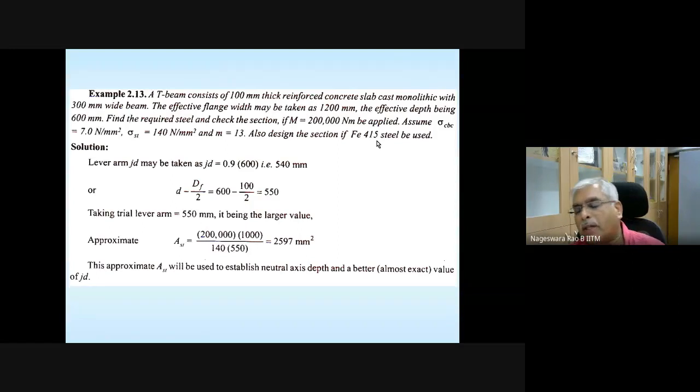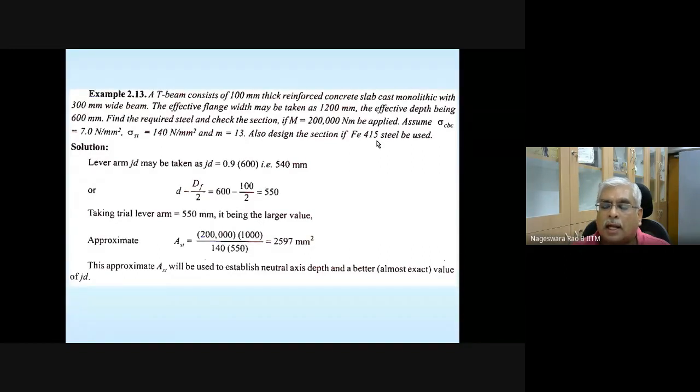Okay, let me once again explain what is designed here. Effective width of flange is given, depth of flange is given, width of the web is given, overall effective depth is given, and we need to find the area of steel. And what is the big issue here? You may ask. Please note that unless I know the area of steel, I cannot estimate the neutral axis depth.